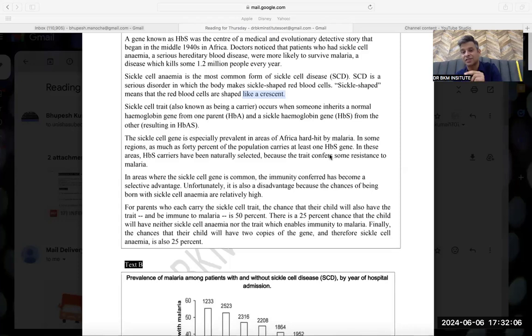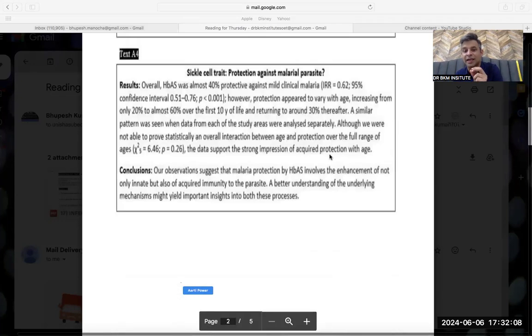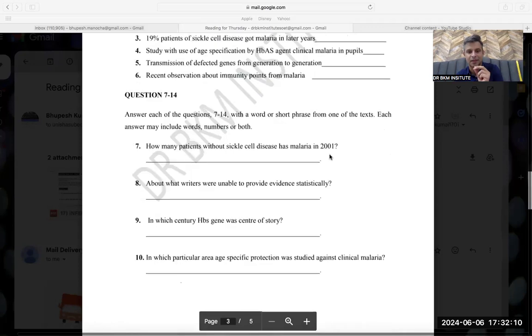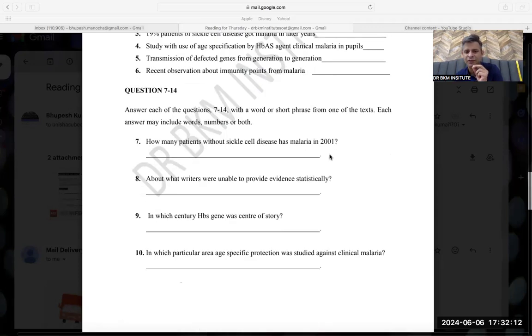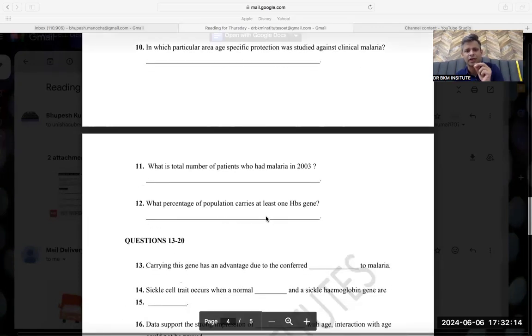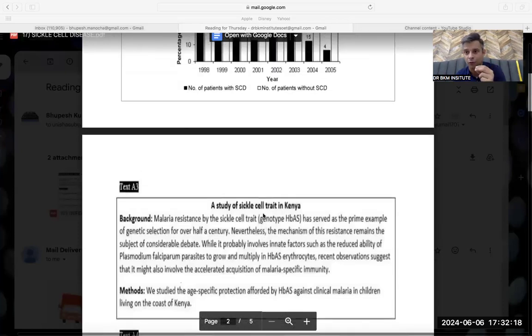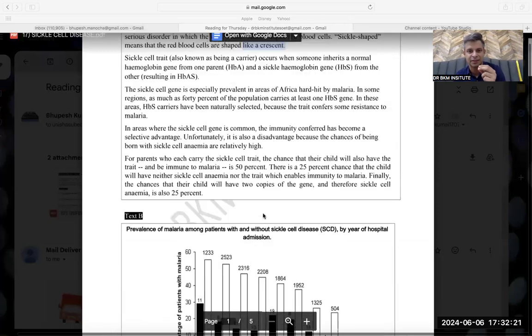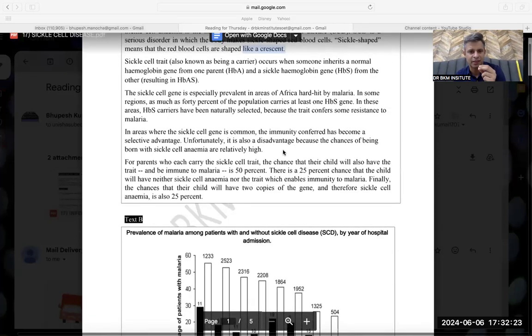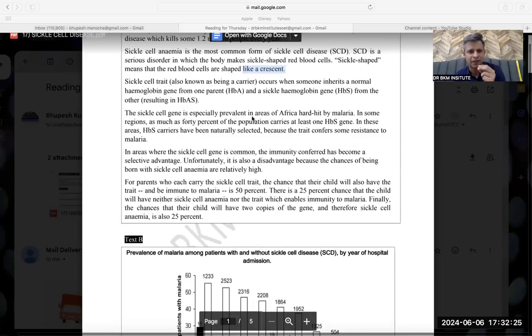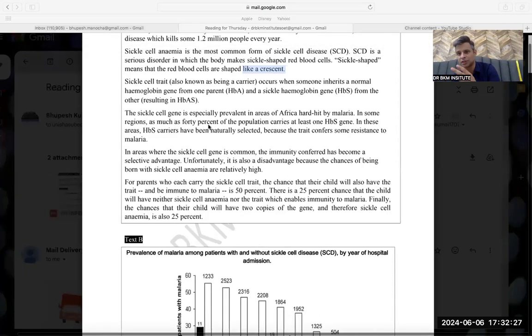Skimming and scanning is the first thing they want. Now read the question and try to find a preposition or something. Then you say, which question was it? Which percentage of the population carries? Which percentage of the population, and percentage? So I will say that it is given in Africa in some region, 40%. So two answers are 40%, I guess. Yes, two answers are 40%.